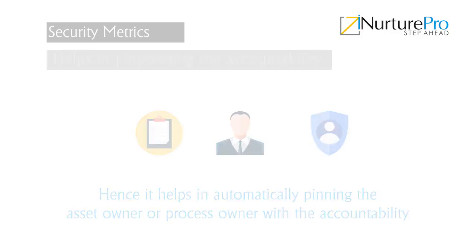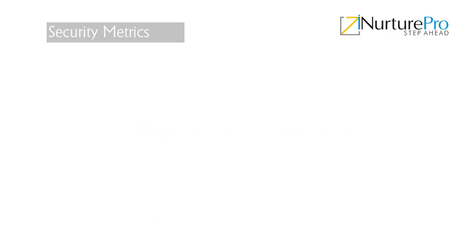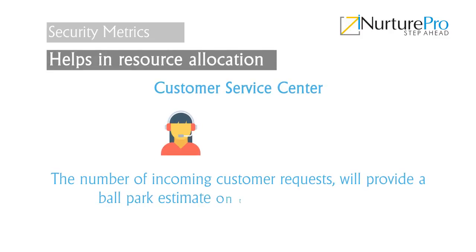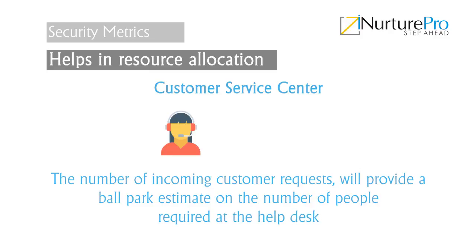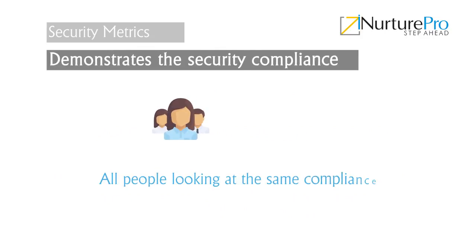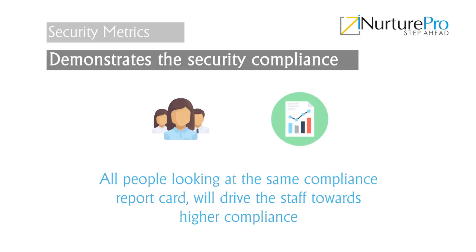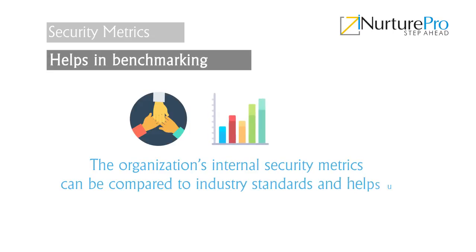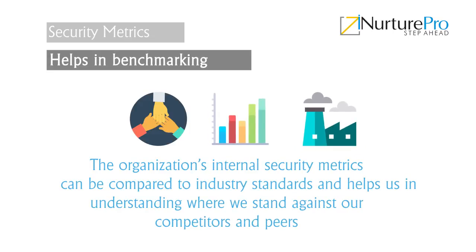Here are some more points. Helps in resource allocation. Take for example the customer service center. The number of incoming customer requests will provide a ballpark estimate on the number of people required at the help desk. Demonstrates the security compliance. All people looking at the same compliance report will drive the staff towards higher compliance. Helps in benchmarking. The organization's internal security metrics can be compared to industry standards and help us in understanding where we stand against our competitors and peers.